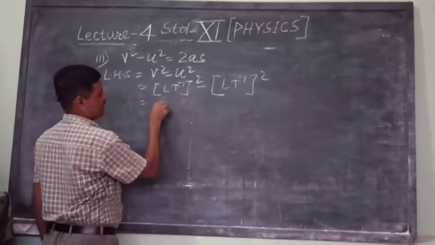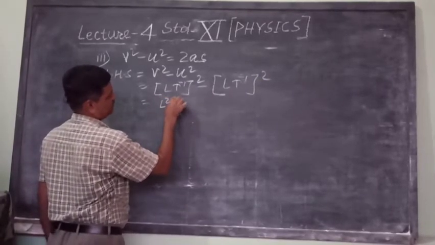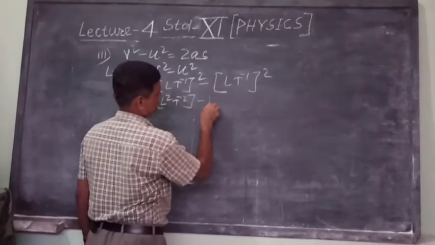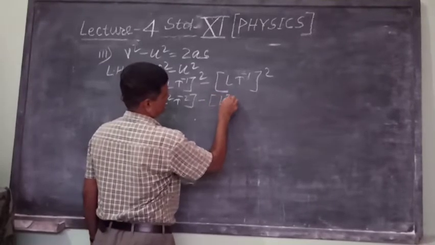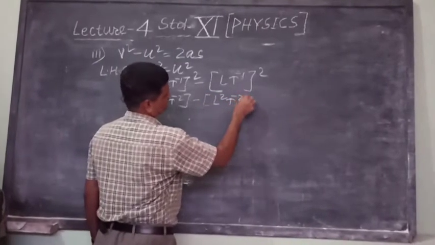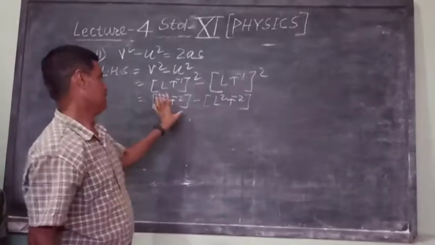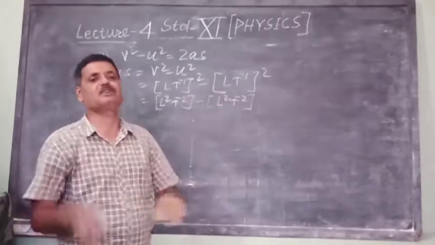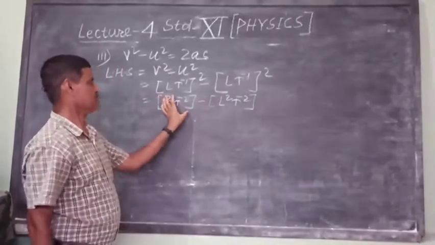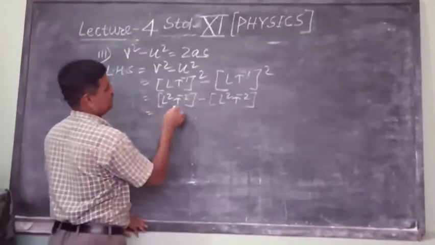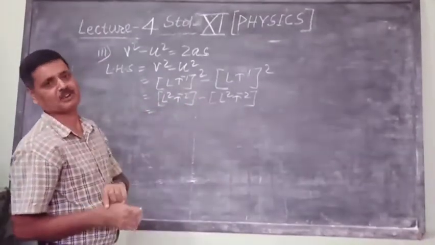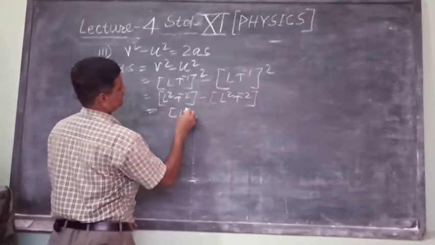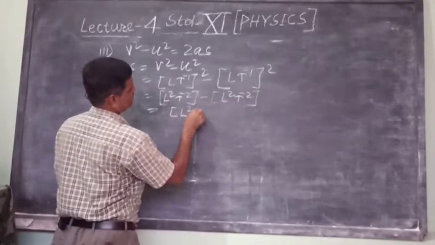It will be how much? L square T to the power minus 2, and this is also L square T to the power minus 2. Always remember, this and this both are the same. It is not your mathematics where this minus this results in 0. This is the dimension of this. If you add two similar dimensions, it will be finally the same, in both the cases, addition or subtraction.